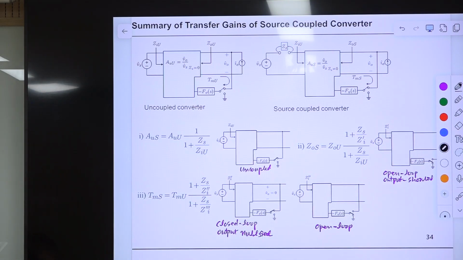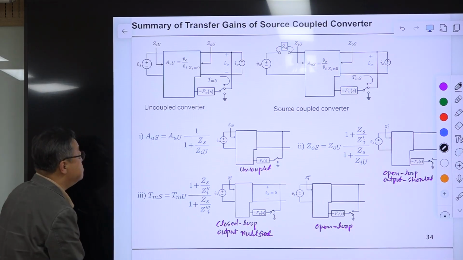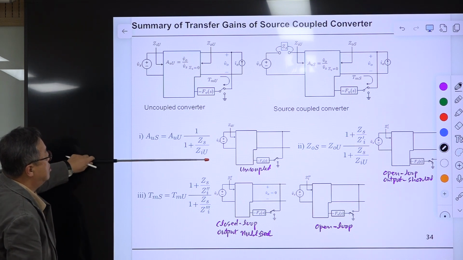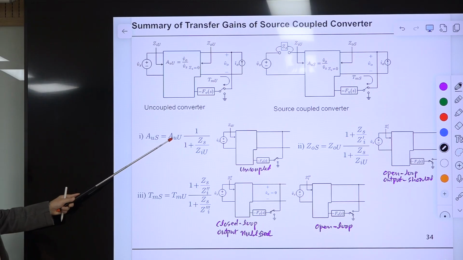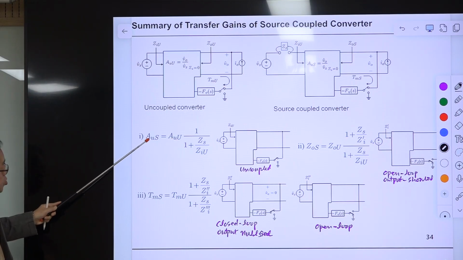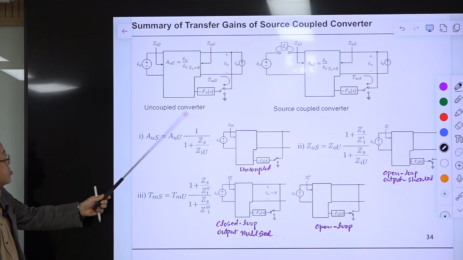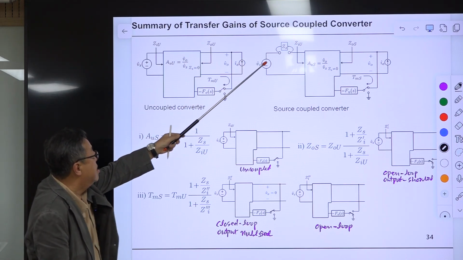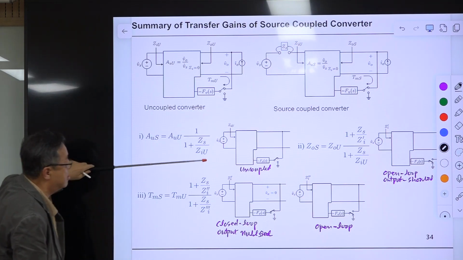Using the asymptotic approach, you are not touching the equation. You are obtaining the graphical data and using the asymptotic approach to obtain your result. Okay. All right. So this is the audio susceptibility, or input to output transfer function, of the uncoupled converter. This is the source coupled converter, and you only have one term here. This is the source impedance. And this one, you have knowledge of this, and this is one thing.